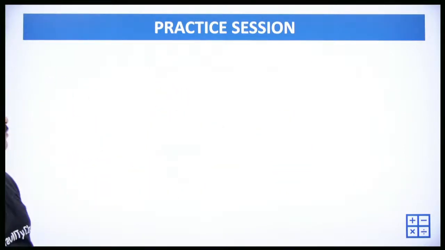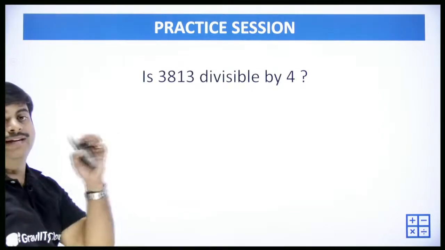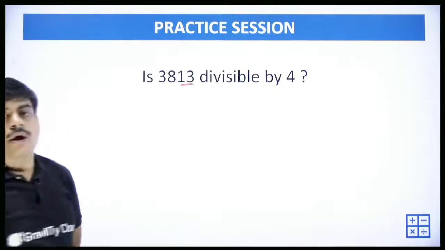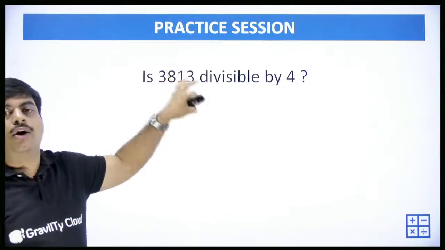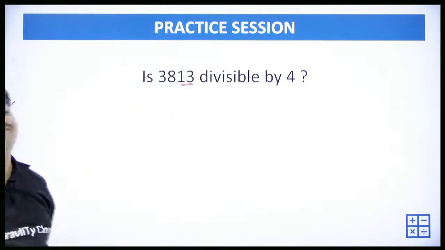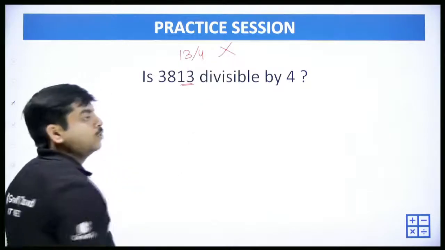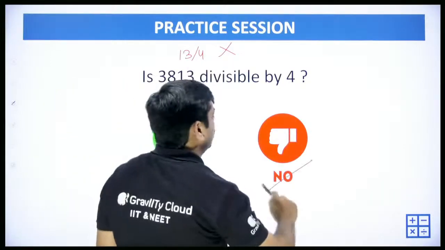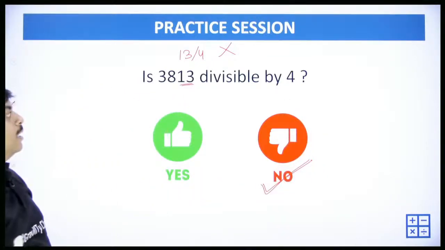Okay, so what is the next one we're going to do? Is 3813 divisible by 4? For the divisibility by 4, we need to check the last 2 digits. 13 is not a multiple of 4. It's not divisible by 4. So the answer is no. 3813 is not divisible by 4. Right.